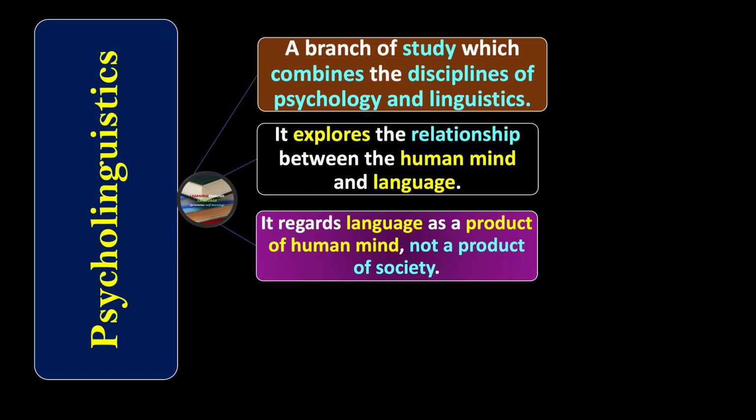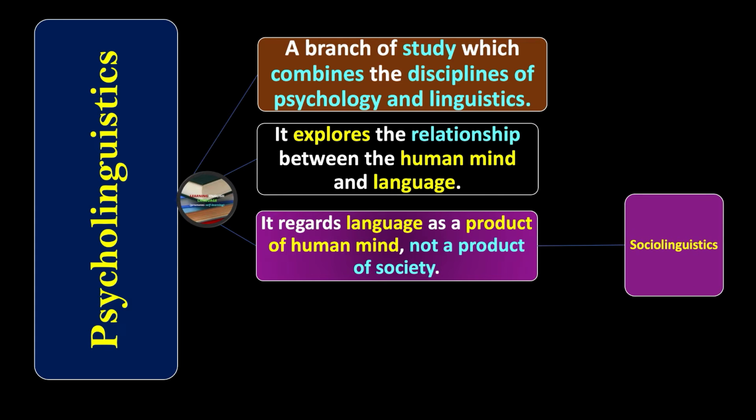Language is a consequence of human thinking. Language is the result of the human thinking process. Therefore, it is a product of the human mind. It is not a product of society. Psycholinguistics negates that society has any major effect on learning a language. And when I say language is not a product of society, that is to say, it is a part of sociolinguistics. In contrast, sociolinguistics asserts it is a product of human social relationships.